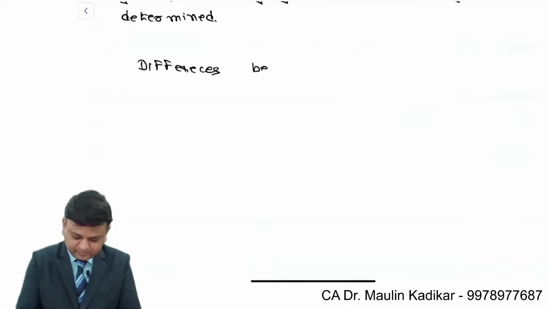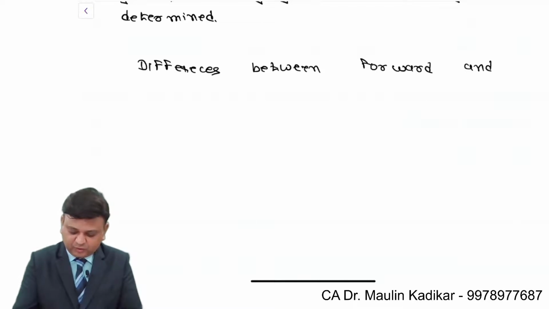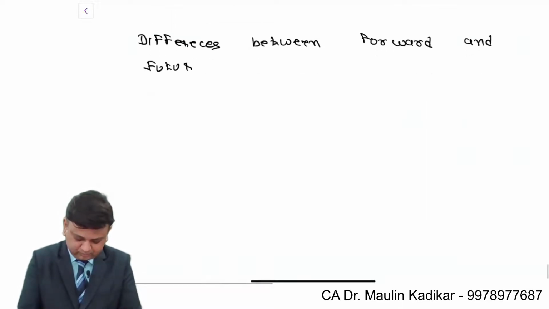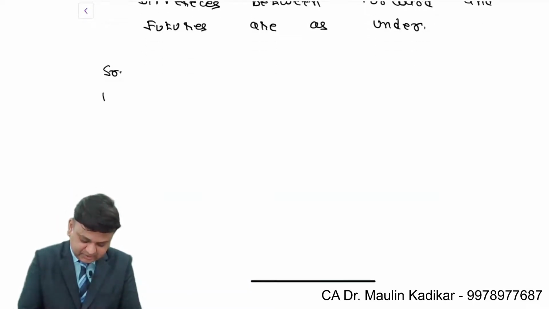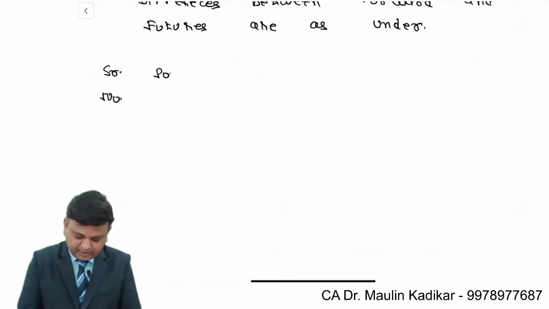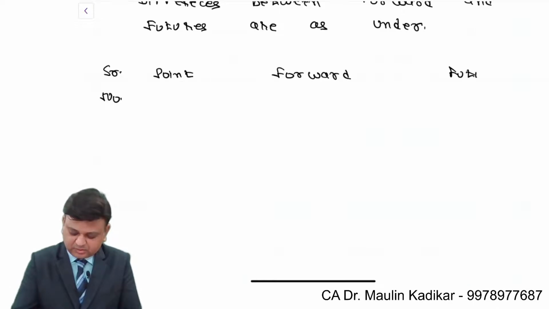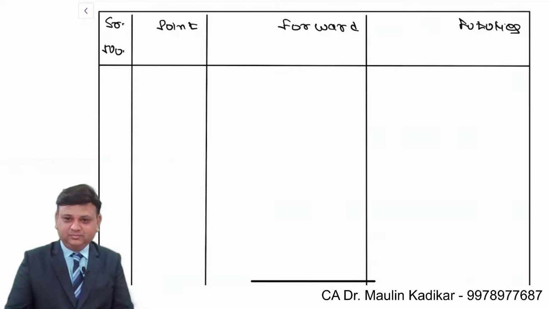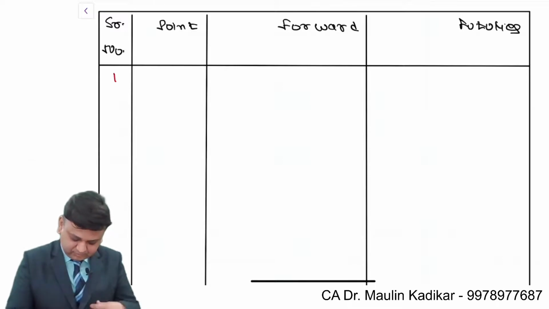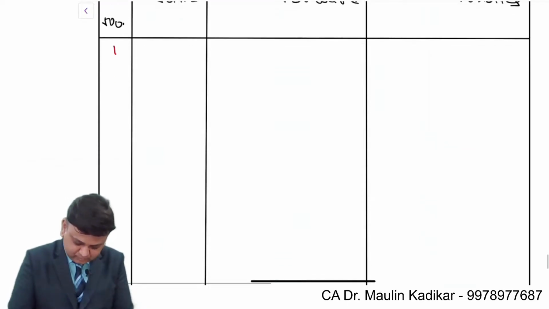Differences between forward and futures are as under. Serial number, point, forward, futures. Prepare a table like this. Write the first difference. In the point column, write down formal, informal.